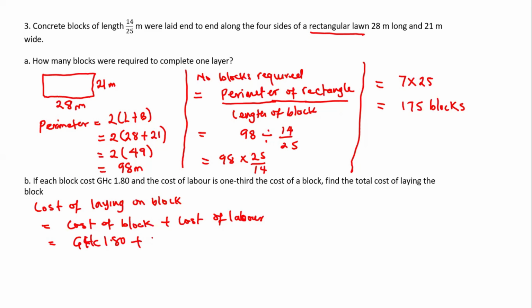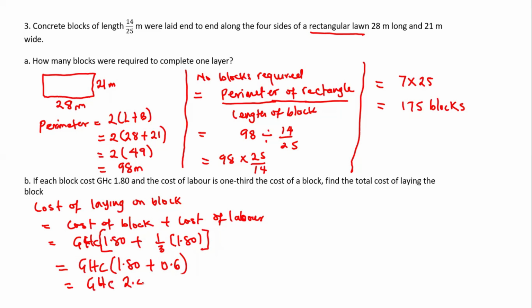Now, the cost of labor, they said, is what? It is 1/3 of the cost of a block. So that is 1/3 times 1.8 Ghana cedis. If you do that, 1.8 divided by 3 gives us 0.6. So in total, that will give us 1.8 plus 0.6. If you add that together, that gives us 2.4 Ghana cedis. So the cost of laying one block is 2.4 Ghana cedis. Now, what's the total cost of laying the blocks?